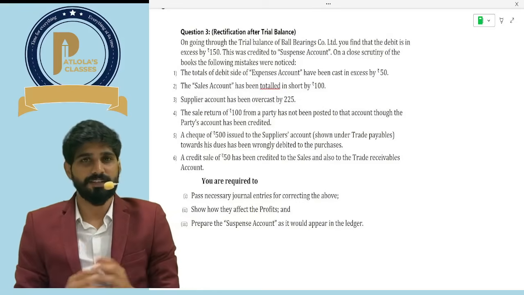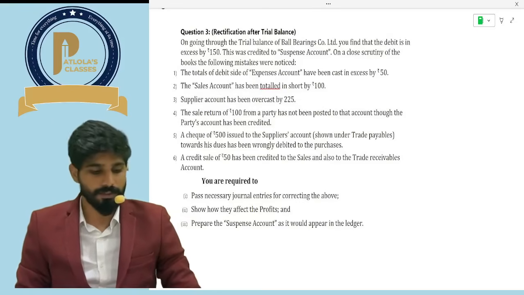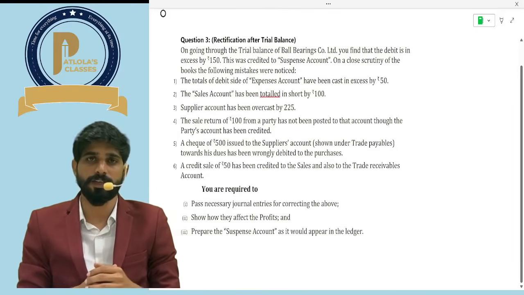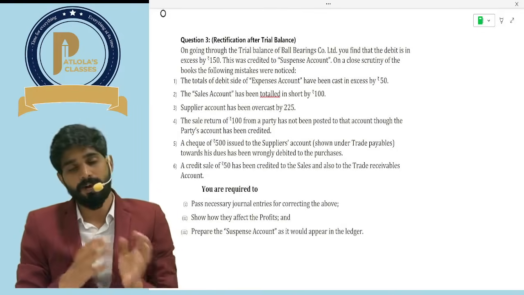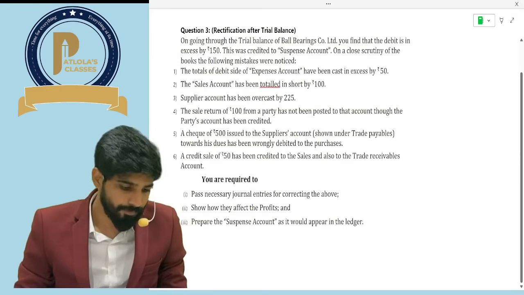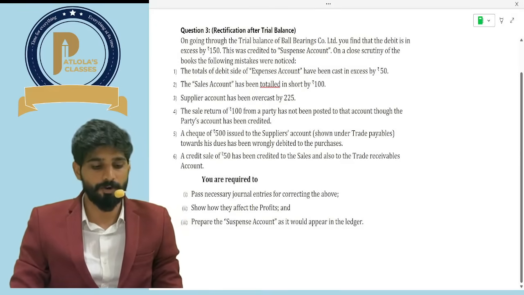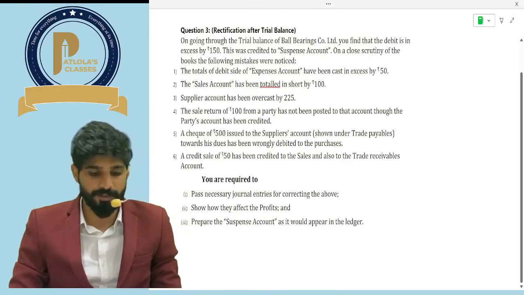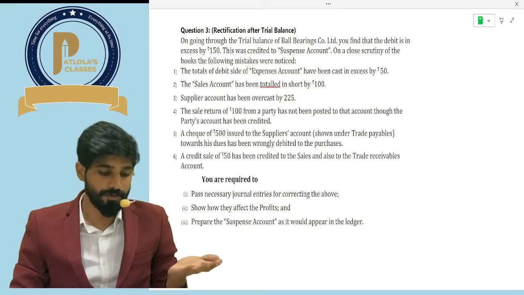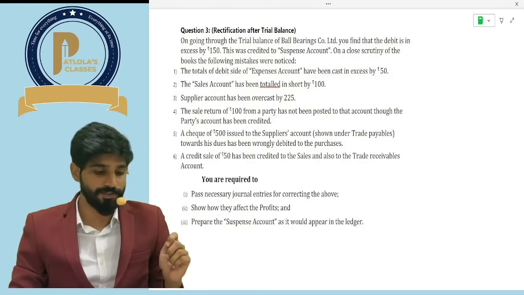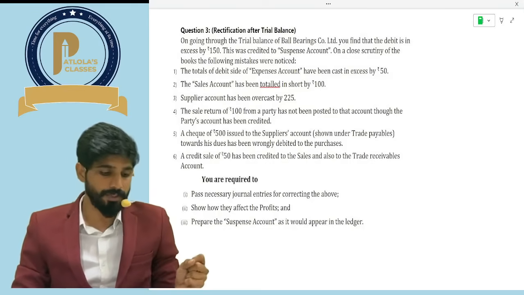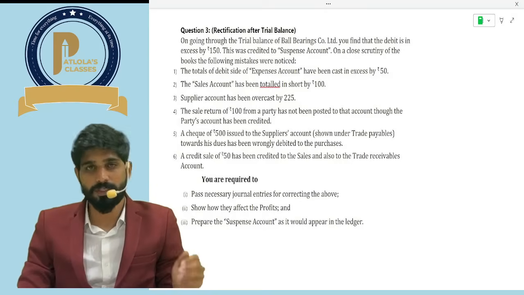Now let us get started with the third question. This third question is also rectification after trial balance, that is even before the financial statements are prepared, and after trial balance these errors are found out. Okay, on going through the trial balance of Ball Bearings Company Limited, you find that the debit balance is in excess, means debit side is more, so suspense is having credit balance of 150. This was credited to suspense, and on close scrutiny of the books of accounts, you notice the following things.